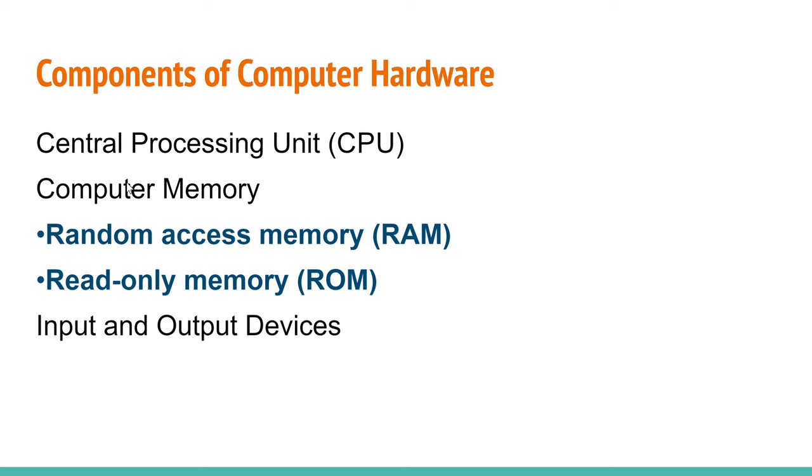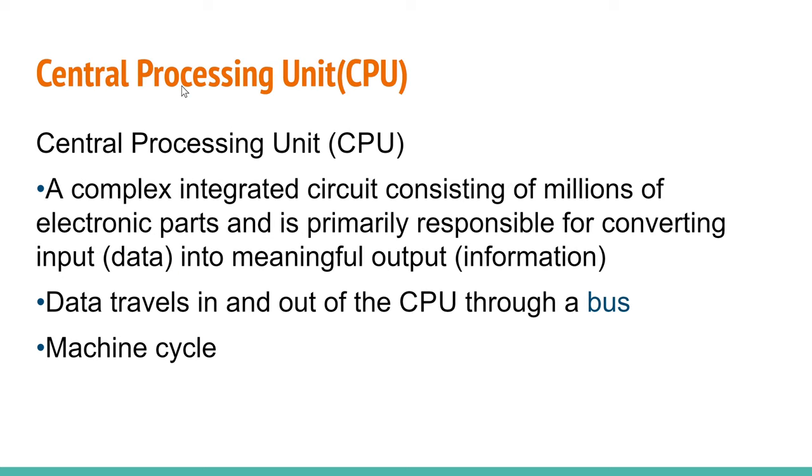Components of hardware: central processing unit, CPU, computer memory, random access memory, read-only memory, ROM, input and output devices. Central processing unit, CPU: a complex integrated circuit consisting of millions of electronic parts that is primarily responsible for converting input into meaningful output information.